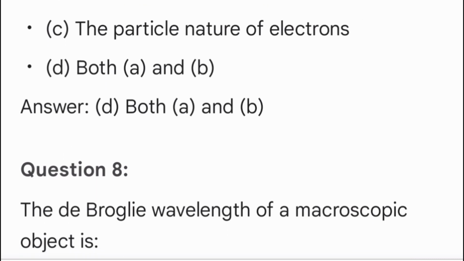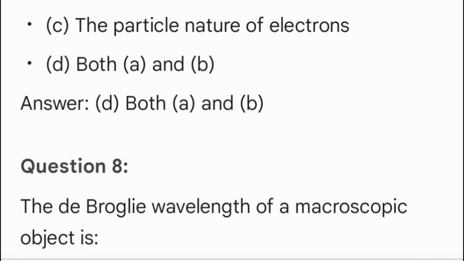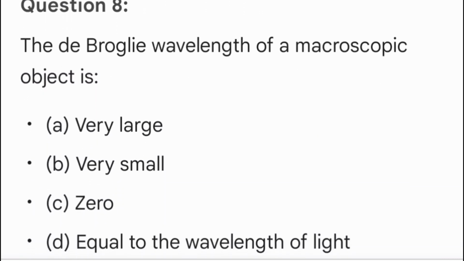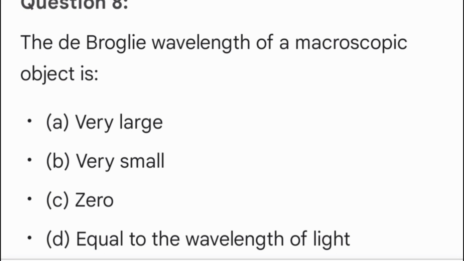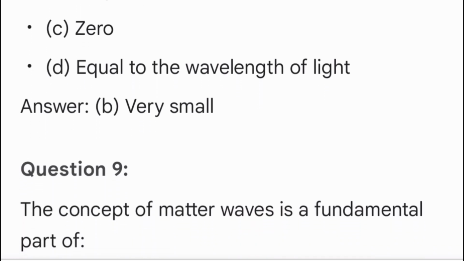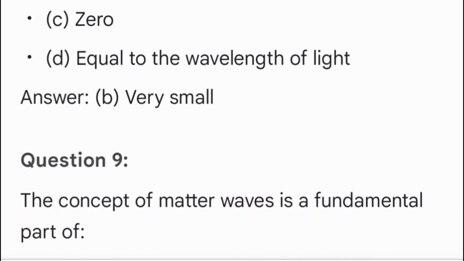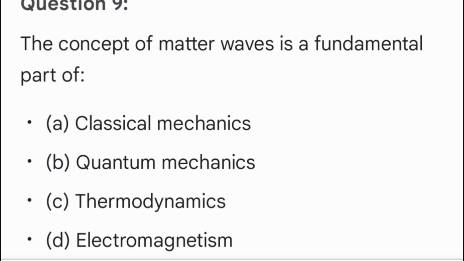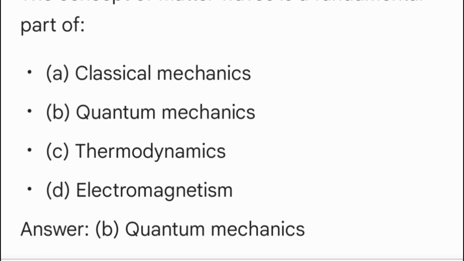Question 8. The de Broglie wavelength of a macroscopic object is A. Very large. B. Very small. C. 0. D. Equal to the wavelength of light. Answer: B. Very small. Question 9. The concept of matter waves is a fundamental part of A. Classical mechanics. B. Quantum mechanics. C. Thermodynamics. D. Electromagnetism. Answer: B.